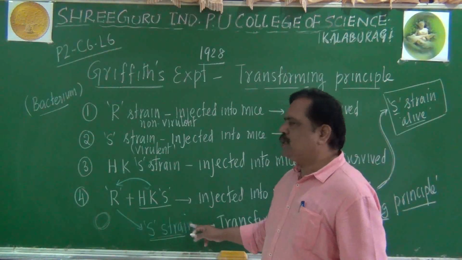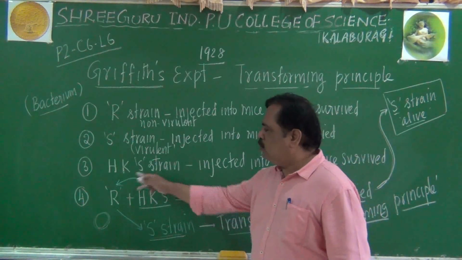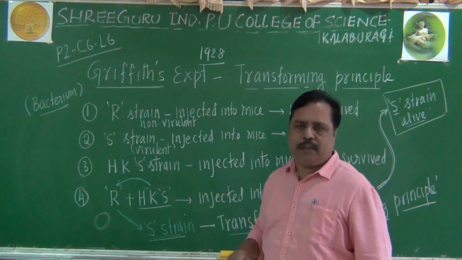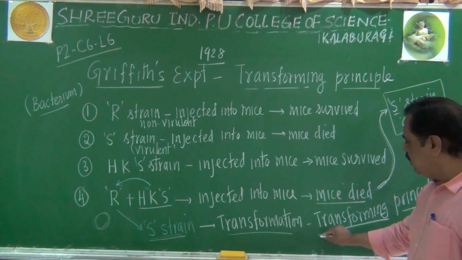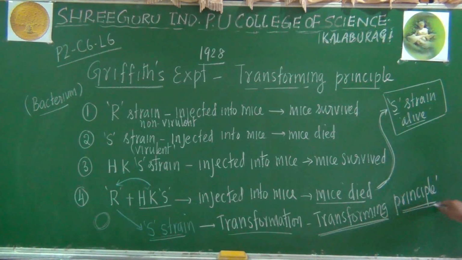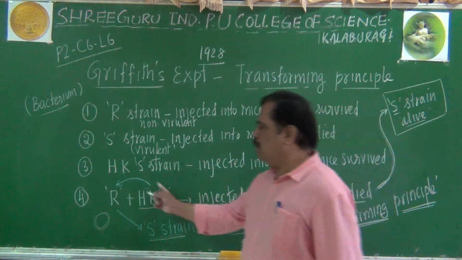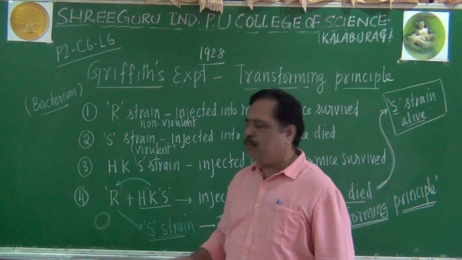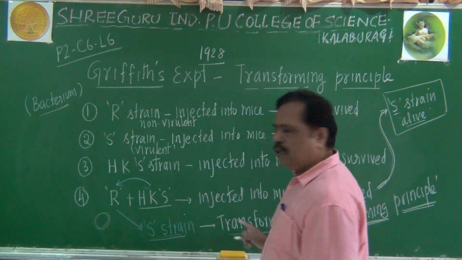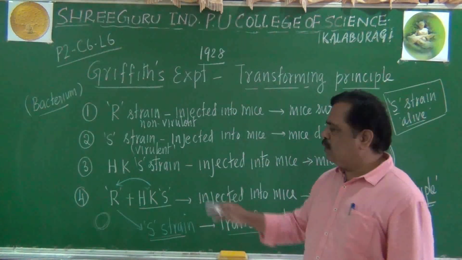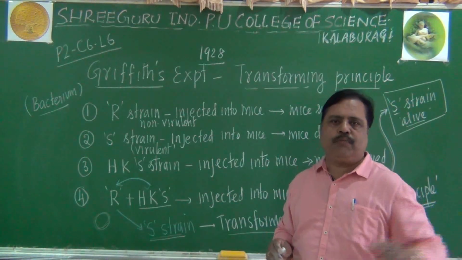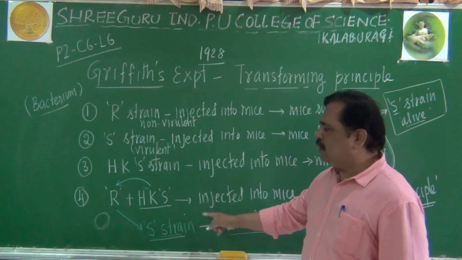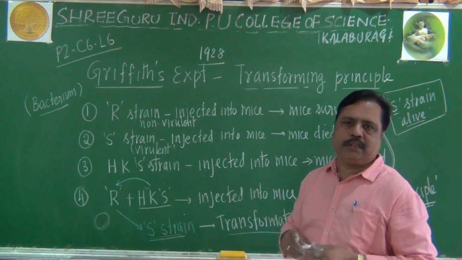How this transformation happened? Who went from HKS to R type? That was not told by Griffith. He simply believed that there must be some transforming principle. That transforming principle moves from HKS type to R type, so that R type has undergone transformation. Of course, he could not tell that it is the genetic material. Just like Mendel believed about factor, Griffith told that there is a transforming principle.